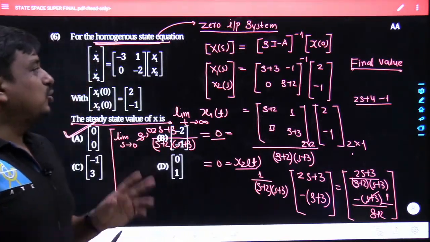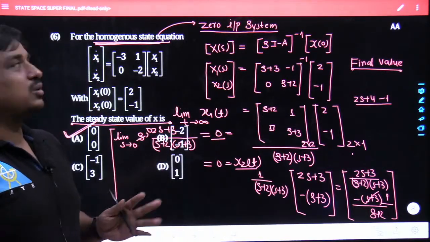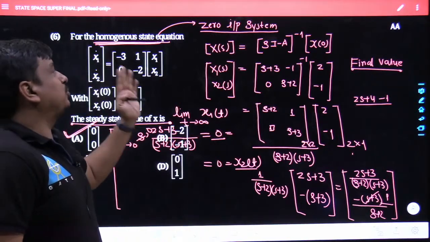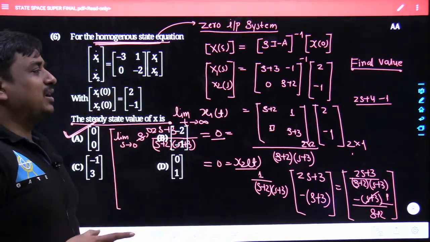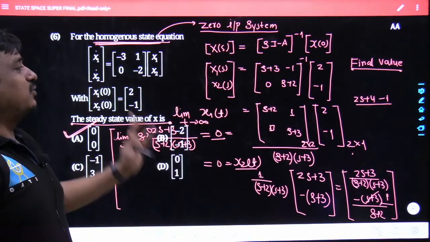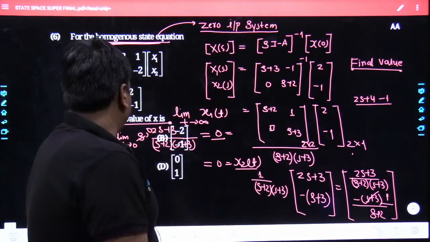A. So you could have seen the two problems were based on the concept of zero input response or homogeneous state response, and the problem do come repeatedly from this domain. That is why I have taken one problem out of this. So let me take the next question.